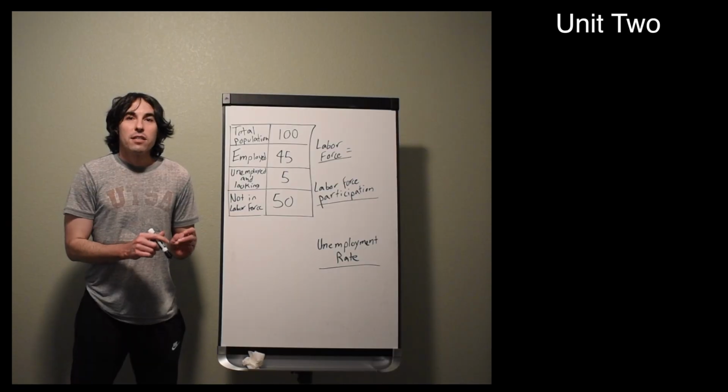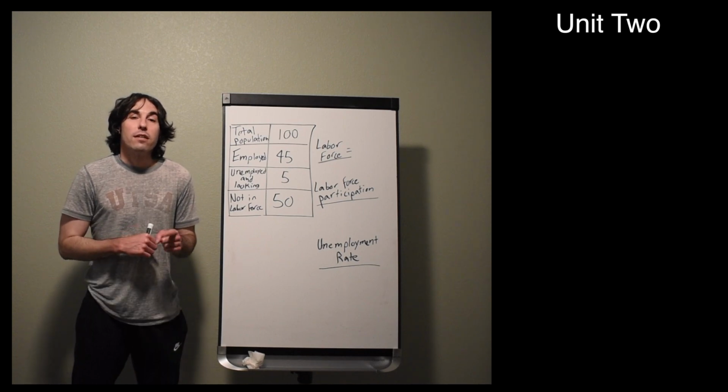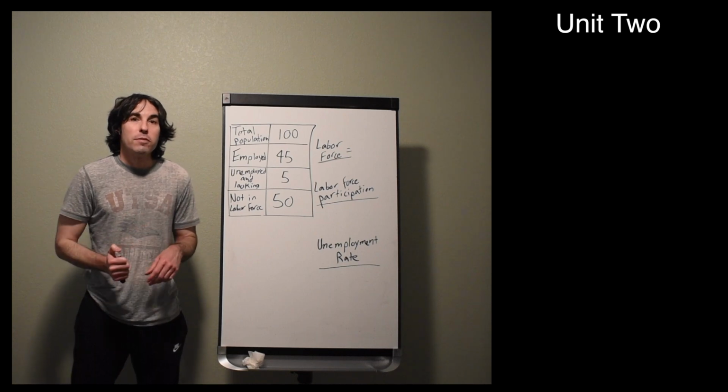Welcome back. Right now we're going to be reviewing for the AP test and we're going to be reviewing Unit 2. So we're going to be looking at unemployment, inflation, and GDP. We're going to start with unemployment.